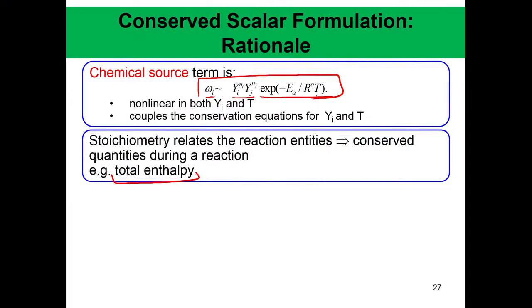So, the idea is that we need to search for some quantities which are conserved during a reaction. Now, stoichiometry relates the reaction entities, and that tells us that there can be conserved quantities in a reaction. For example, the total enthalpy. As we have seen in chemical equilibrium when we discussed adiabatic flame temperature, it is essentially the enthalpy of formation going into becoming sensible enthalpy when the reaction is complete, right. So, of course, the total enthalpy does not change during this.